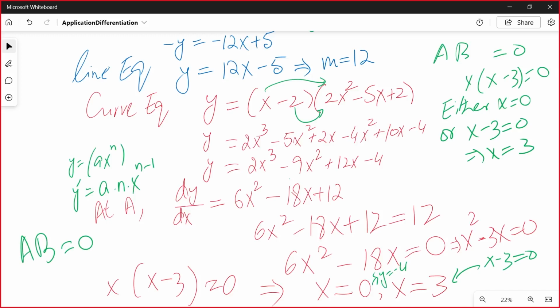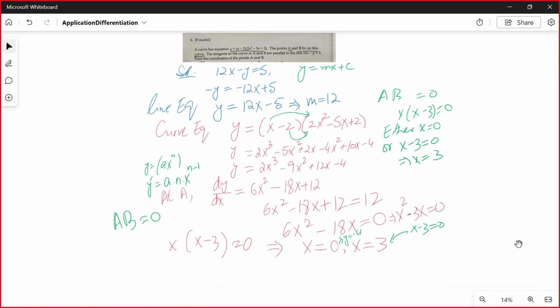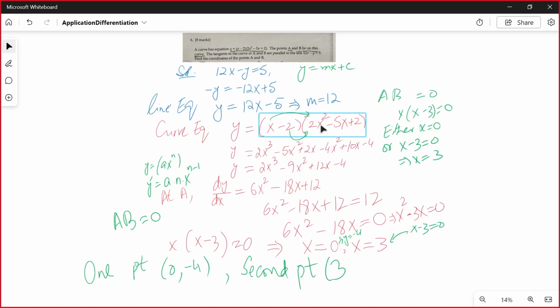All right. Because these are the 2 points of x where there is a tangent which has a slope of 12. So we find one point is 0 comma minus 4. Would it be 5? I'm not very sure. Let me put it and then check it. Second point would be x is 3. And if you put here 3, 3 minus 2 is 1.